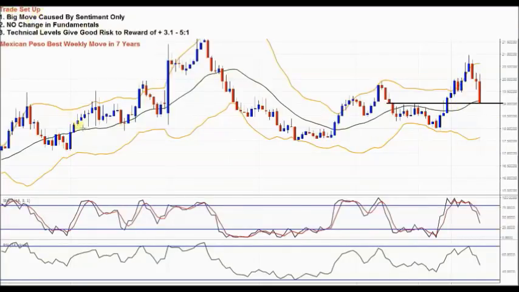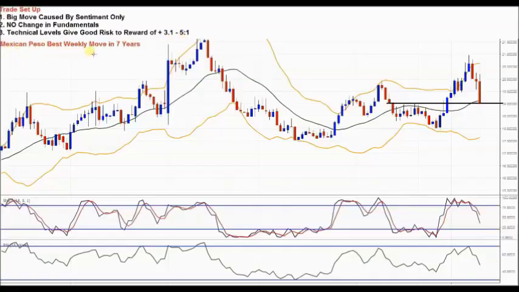Also, I want to describe the trade setup. Obviously, it's in USD MXN here. Wherever it occurs in a currency pair, we will look to go for the setup. So the setup is this. There's a big move caused by trader sentiment only. There is no change in the big fundamentals behind the pair. So it's just trader sentiment. Then we want technical levels to give us good risk to reward, and we're normally looking for 3 to 1, 5 to 1 sometimes, or even more.